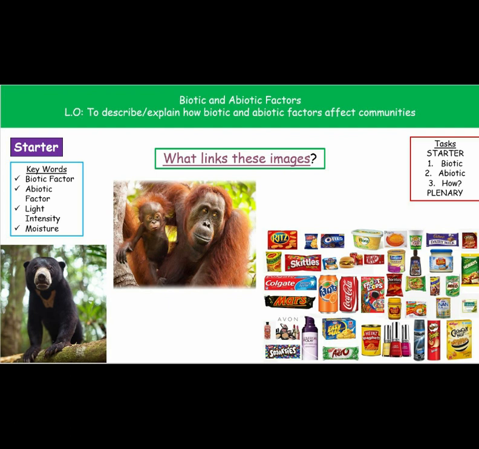Now, all of those images are actually linked by the production of palm oil. So all of those products you can see in the bottom right corner do contain palm oil. And then what we find is palm oil is being produced in the areas that were the habitats of orangutans and sun bears. So we're clearing vast areas of their natural habitat in order to have these palm oil plantations to basically give us the stuff we've become accustomed to.